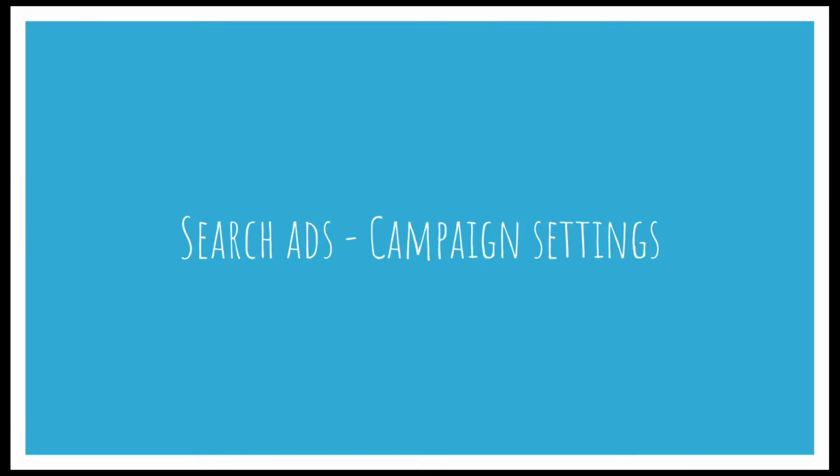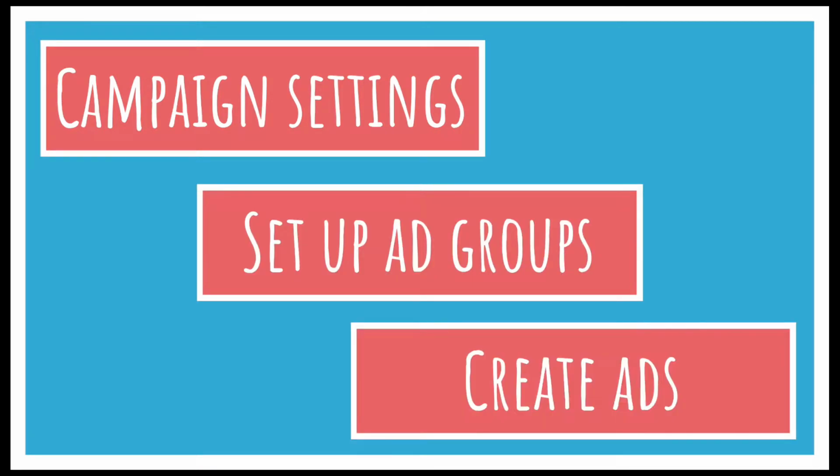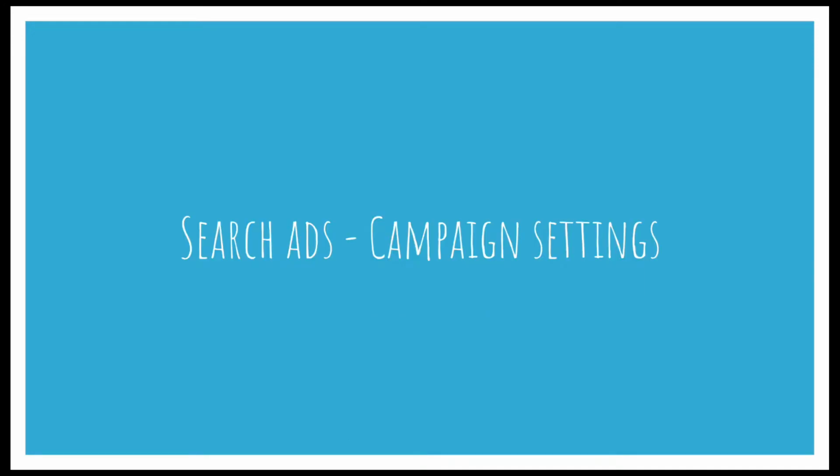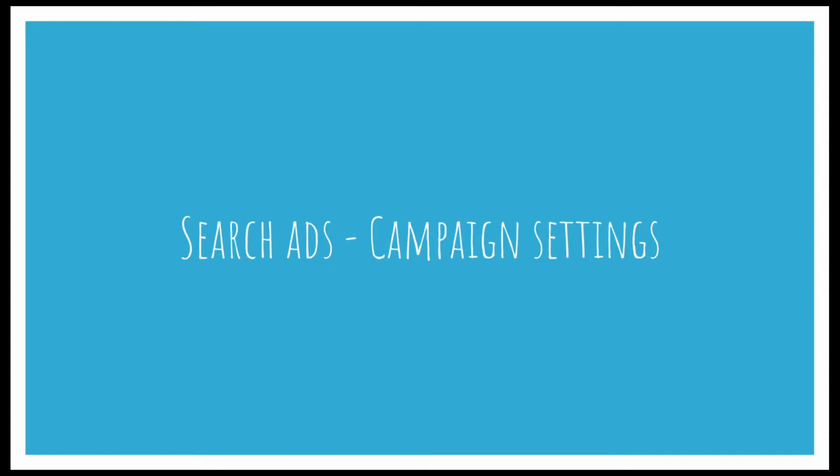When setting up an ad campaign in Google Ads, it will go through 3 stages: campaign settings, setting up ad groups, and create ads. In the next series of lessons, we're going to look at how you move through these stages for a search ad campaign. Search ads are the adverts you see at the top of Google rankings whenever you type something into Google. Though they can be expensive, if set up correctly and optimized, they can lead to a high ROI.